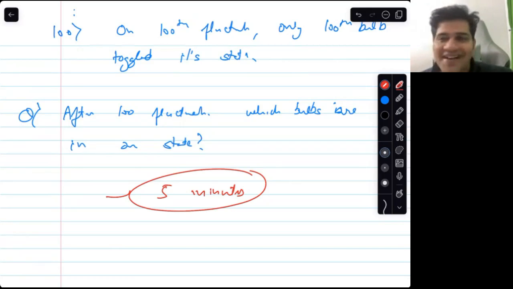Prime numbers are not on. It looks like the prime numbers would be on, but not true. Virat, correct answer. Amazing. Very good. Very proud.